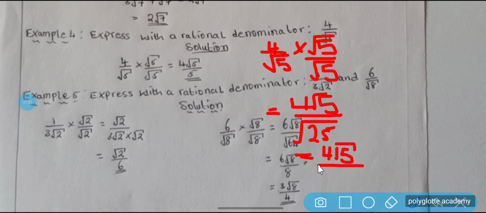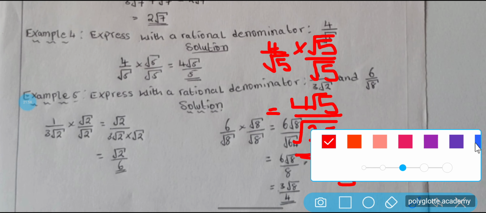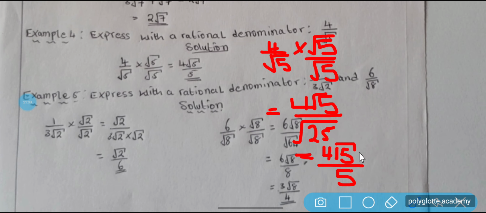4 root 5 divided by the square root of 25. The root 25 is fine. It has a perfect square root, a complete square root. So which will give us over 5. Now, which is our answer. So this is our answer. Okay.